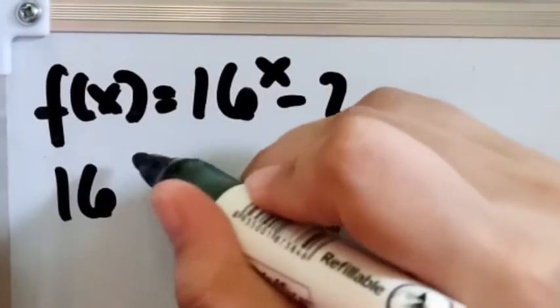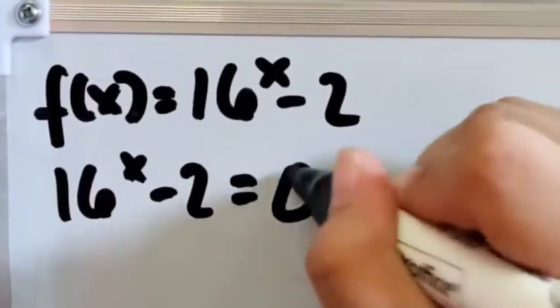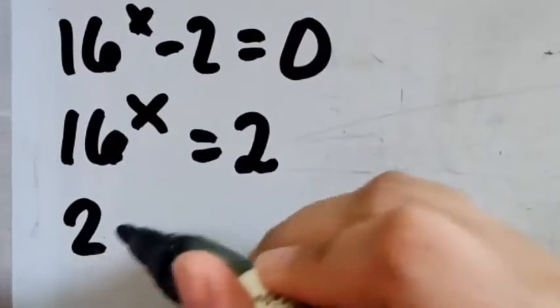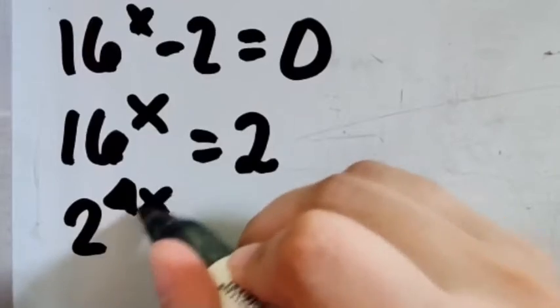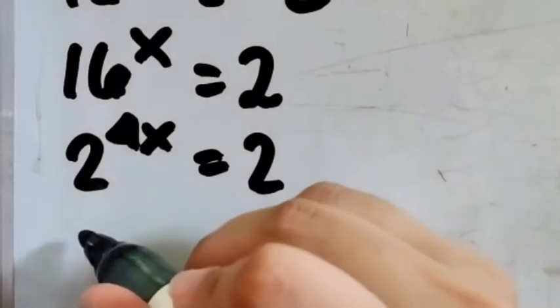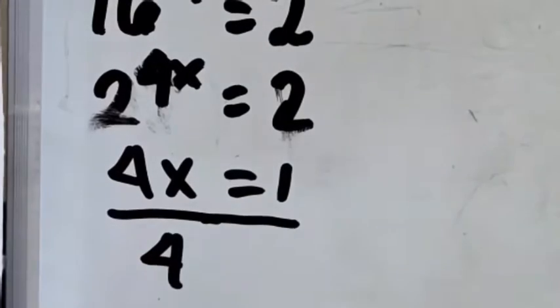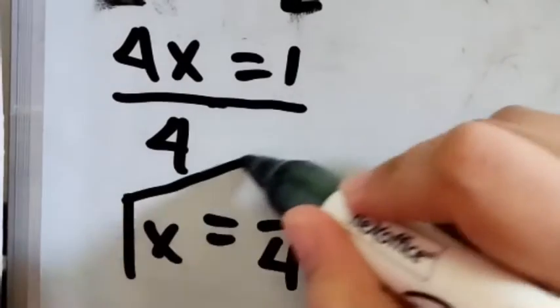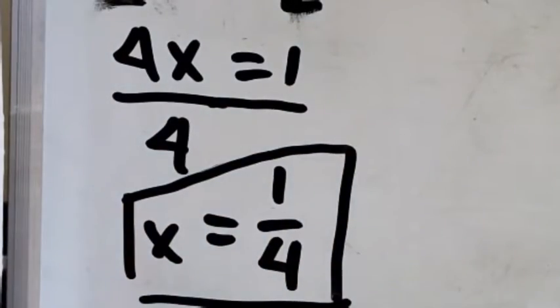First, we equate the expression of the exponential function to 0. Transpose the constant to the right side. Since the base is not the same, rename 16 so that it'll be the same. Since the base is the same, equate the exponent, and then we solve for x. Therefore, the zero of the function f(x) equals 16 to the power of x minus 2 is 1/4.